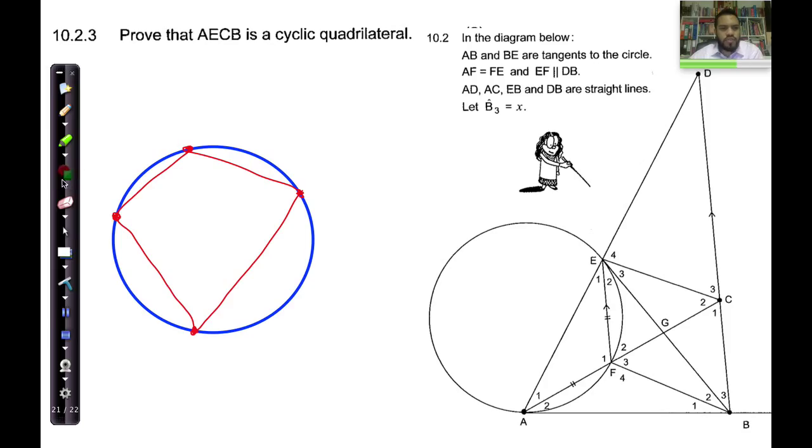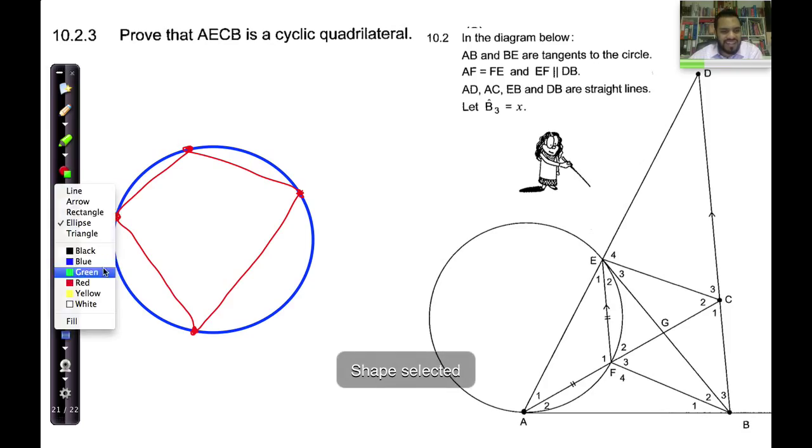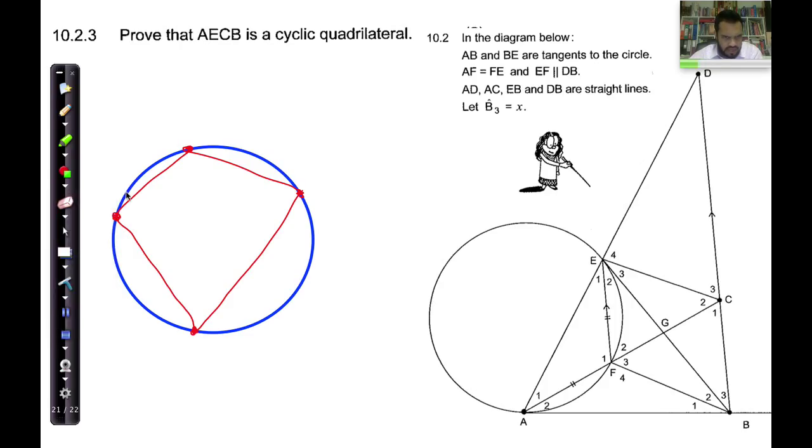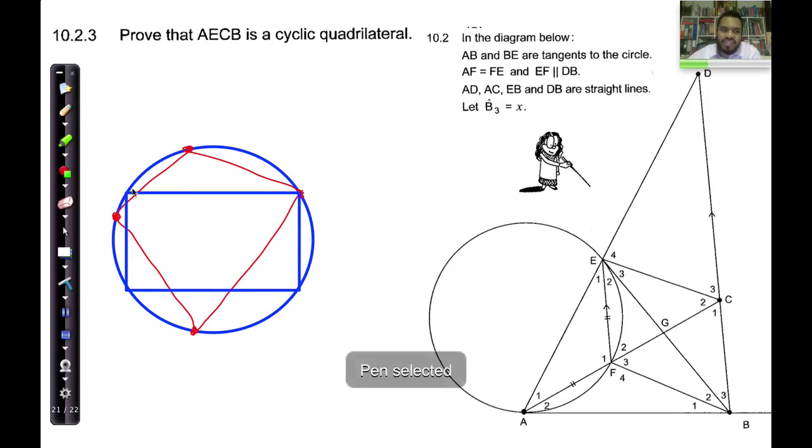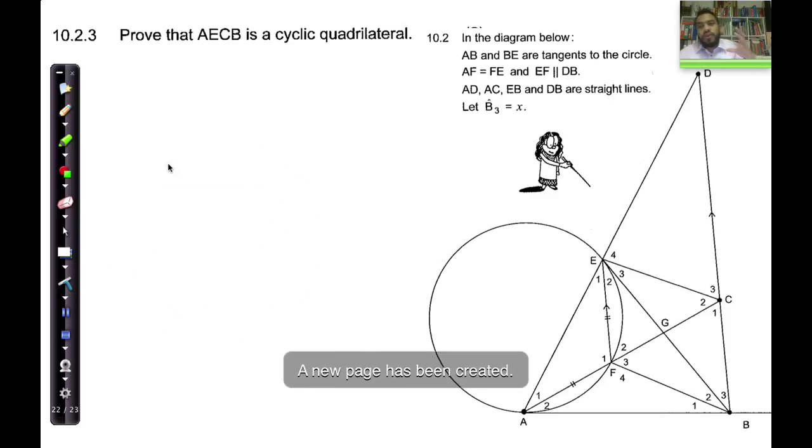If I drew a square, but I inscribed it inside that circle or on its circumference, or let's take a rectangle, this here is a cyclic quad. Why? Because all its vertices, all four, lie on the circumference of the circle that I am interested in. Does that make sense?